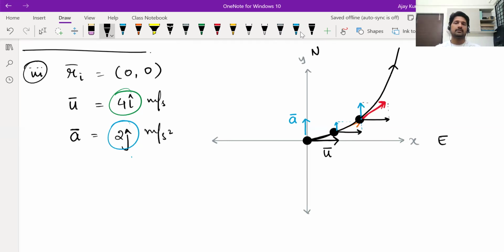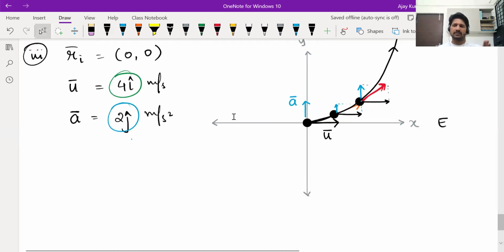Now we have to get an equation of that curved path. Same steps: write x coordinate as function of time, y coordinate as function of time, remove time from the equations. Do it quickly, all of you. Acceleration is constant, you can use equations of kinematics.